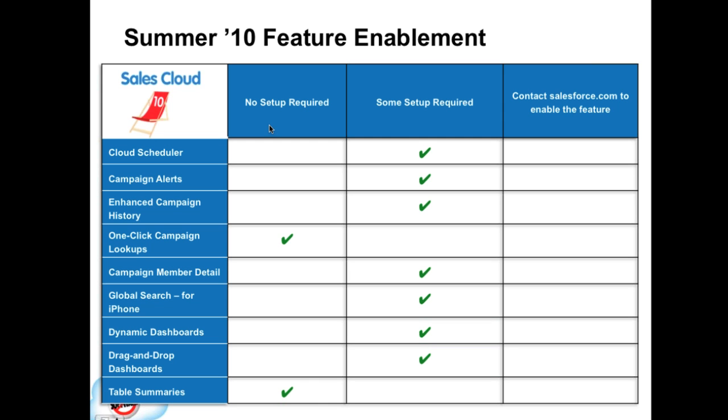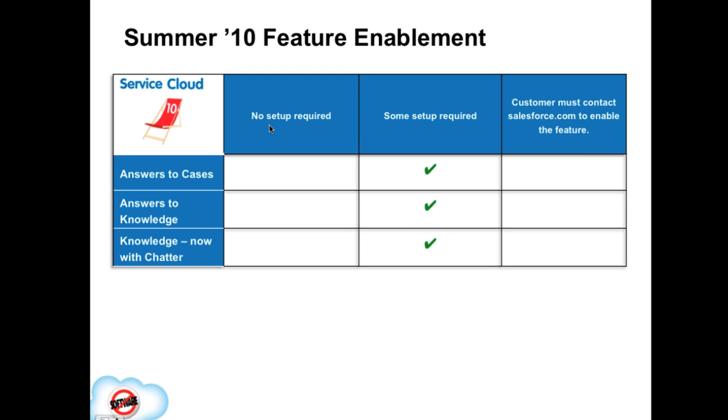So just a quick overview. We want to go over the feature enablement details for the Sales Cloud features. And as you can see through the green checkboxes, most of these features require some administrative setup, while a couple can be utilized directly by users. And next, we have the Service Cloud features, which pretty much all require some admin setup before they're ready for the users to utilize.